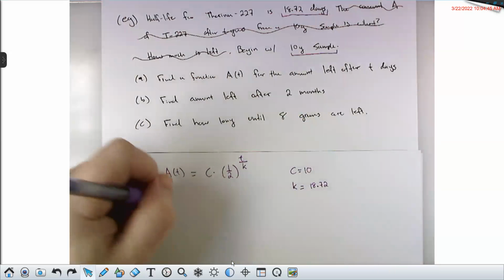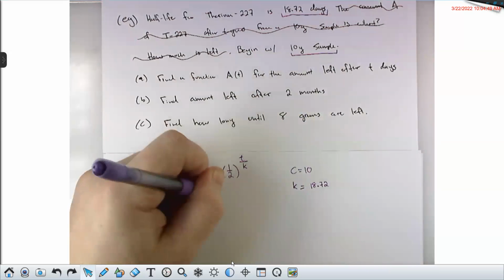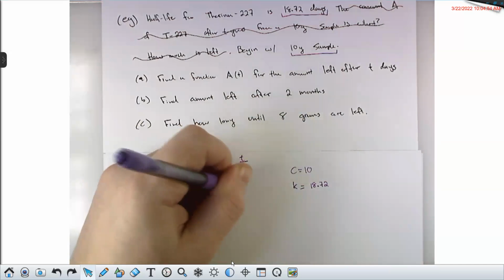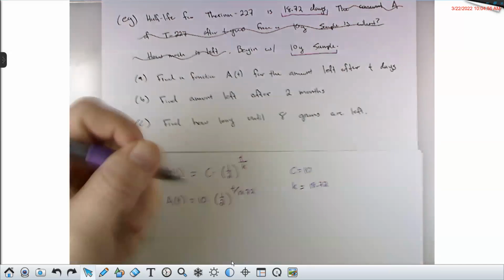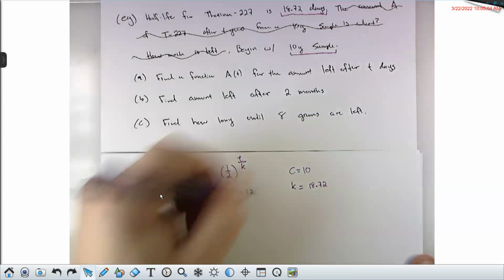So my function a of t, when I plug these things in, is 10 times 1/2 raised to the t divided by 18.72. I want to know how much is left after 2 months, right? So this is it. This is your answer for part A. We're done here.